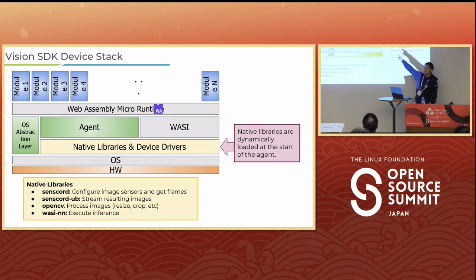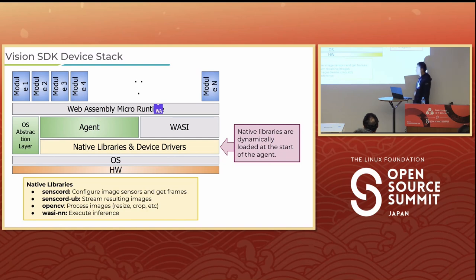And WASI, this is an important component, it's a WebAssembly standard interface. They provide interfaces like the sensor API, like the neural network API and things like that. Some APIs are standardized, some APIs are extensions, but it is through WASI that the applications can actually invoke those functions. And what carries out these functions are these native libraries and device drivers.